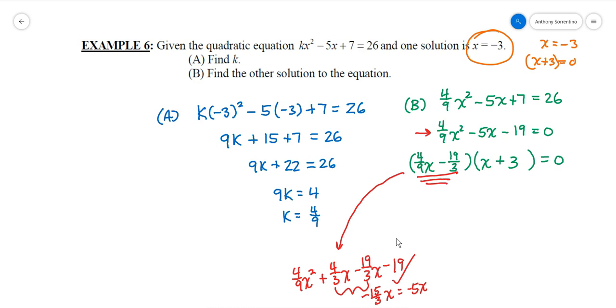And since the x equaling -3 came from this one, the other solution is going to come from this one set equal to 0. So 4/9 x minus 19/3 had to be set equal to 0. Adding 19/3 to both sides. Scooch this down a little bit.